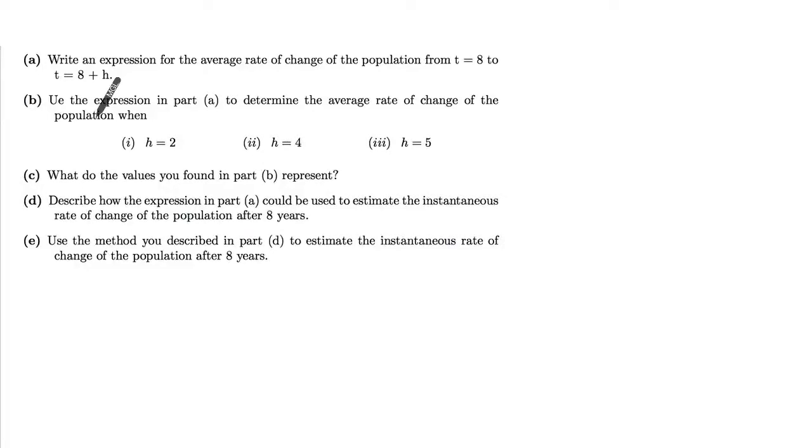The population P of a small town after T years can be modeled with this population as a function of time, where T equals 0 represents the beginning of this year. So write an expression for average rate of change using T equals 0 and T equals 8. So T equals 8 to T equals 8 plus some incremental of H.